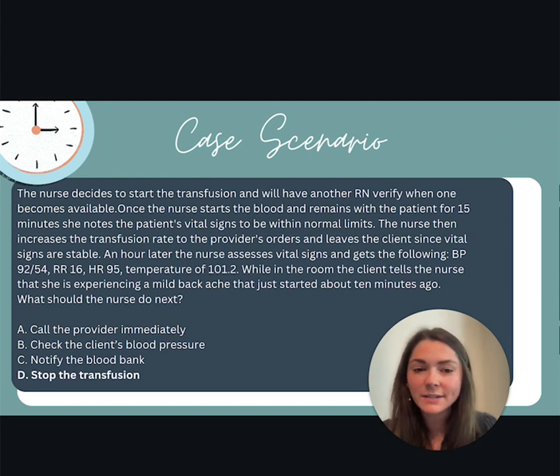However, this classic presentation is not often seen. Other symptoms are chills, hypotension, renal failure, back pain, or signs of DIC. I wanted to include this case scenario to show you how quickly a situation can escalate just from making a mistake. And that is why the 7 rights are so important, and why we must double check to make sure we have the right client with the right blood type.